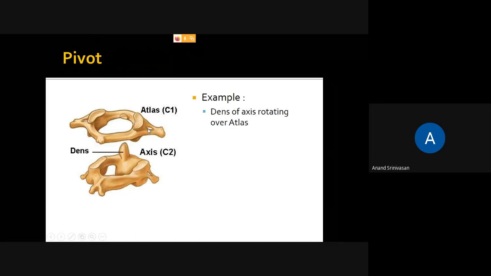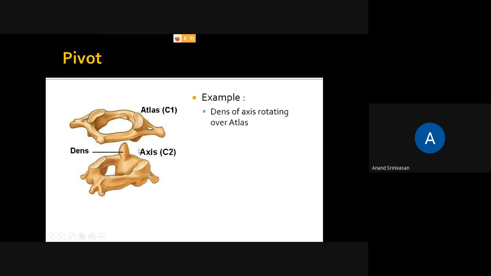For example, this is a C1 bone. C1 means cervical vertebra number 1. You know how many cervical vertebrae are there? There are 7 cervical vertebrae. The first cervical vertebra and the second cervical vertebra. Beyond the first cervical vertebra is the skull. The skull is present above it. This is C1, cervical vertebra number 1, and this is cervical vertebra number 2.